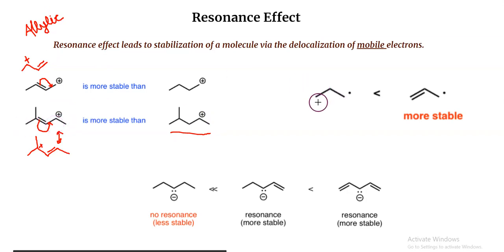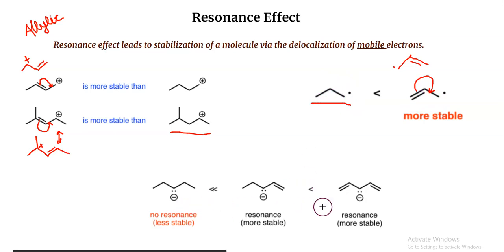Same goes for free radicals. Here you can draw a resonance structure, here you can't. You can move these pi bonds here. As a result, the new structure is going to look something like this. These two are resonating structures. That's why the allylic free radical is more stable than the primary free radical here.